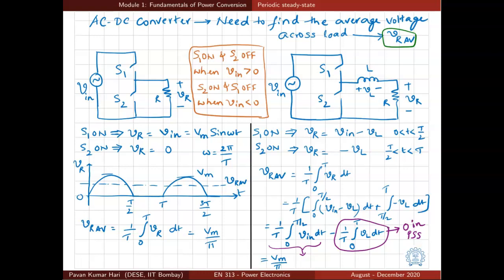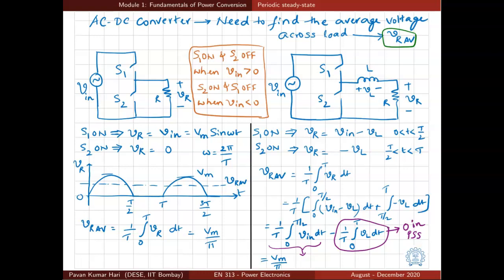So when S1 is on, in the first circuit, if you apply KVL, we'll see that the voltage VR is equal to Vin. That is nothing but Vm sin omega t. When S2 is on, and of course S1 is off, VR is equal to 0 because S2 is closed, so this load is short circuited. So if you plot the waveform of VR, it will look like this. It is equal to the sinusoidal section in the first half, the positive half, and then it is 0, and then again it is positive, and it goes on.